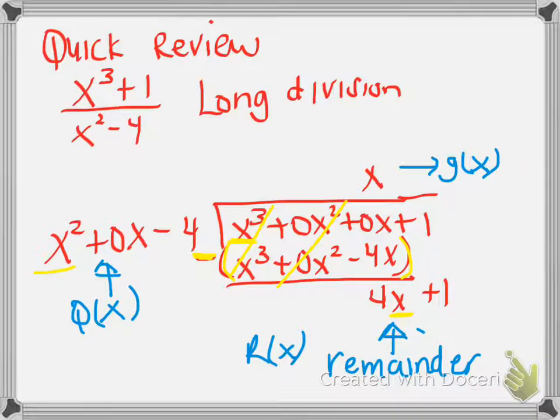Since the degree here, which is 1, is smaller than the degree of your divisor, you know that's your remainder. If this degree was the same or larger, then you'd have to keep dividing. Okay, a quick review on that.